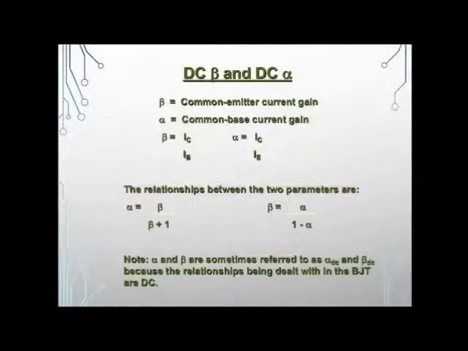Now DC beta and DC alpha are the amplification, or current gain, values. Beta is the common emitter current gain when the BJT is used in common emitter configuration, given by beta equals IC by IB. Alpha is the current gain when the BJT is arranged in common base configuration, given by IC by IE. There is a nice relationship between alpha and beta: alpha equals beta by 1 plus beta, and beta equals alpha by 1 minus alpha. Remember, alpha is always less than 1, and beta is always greater than 1.